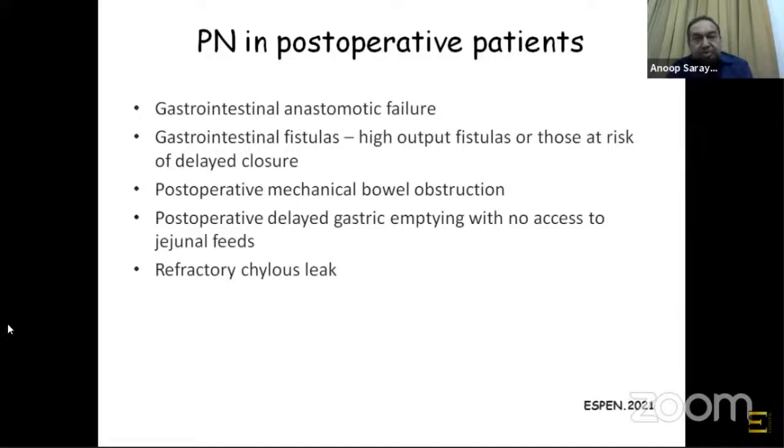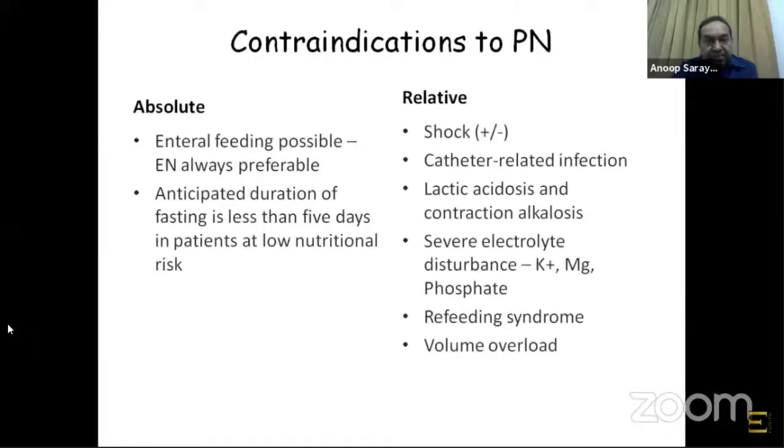Parenteral nutrition in post-operative patients: gastrointestinal fistula, high output fistula, post-operative mechanical bar obstruction, and delayed gastric emptying with no access to jejunal feed, or refractory chyle leak. These are the indications for post-operative patients.